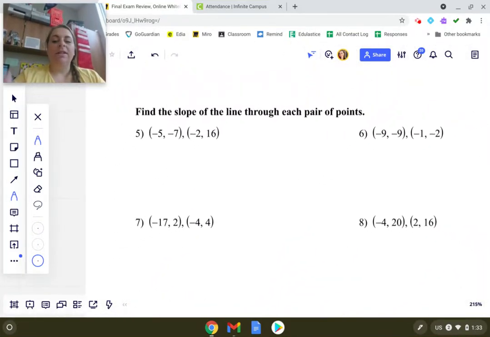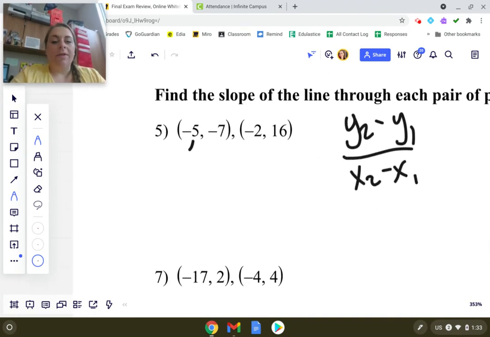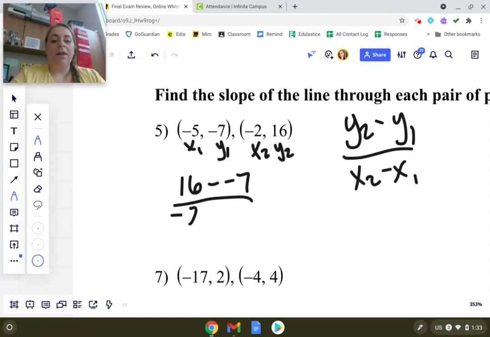For 5 and 6, 7 and 8, we have that formula. So y2 minus y1 over x2 minus x1. So label our points first. So I've got x1, y1, x2, y2. So I've got 16 minus negative 7. And then negative 2 minus negative 5. Again, because you're subtracting a negative, we're just going to change these to big plus signs. And then we're going to simplify over. So 16 plus 7 gets me a 23. And then negative 2 plus 5 gets me 3.